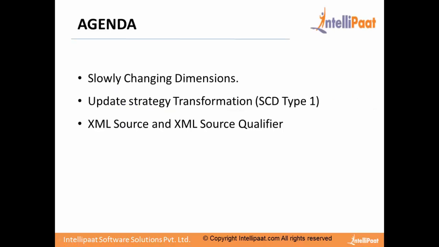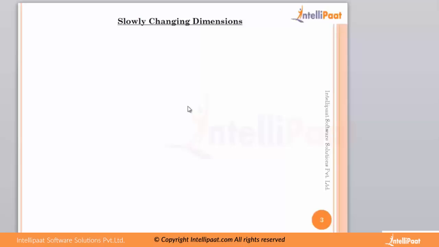Well guys, in this part of the tutorial we are going to see how things happen on the slowly changing dimension side in Informatica PowerCenter, and how the update strategy transformation helps us achieve SCD, which stands for slowly changing dimension type 1. We are going to see how SCD type 1 will be performed. Also in this part of the tutorial we are going to see how an XML source will be used inside Informatica PowerCenter. Well, let's have a look at slowly changing dimension first of all.